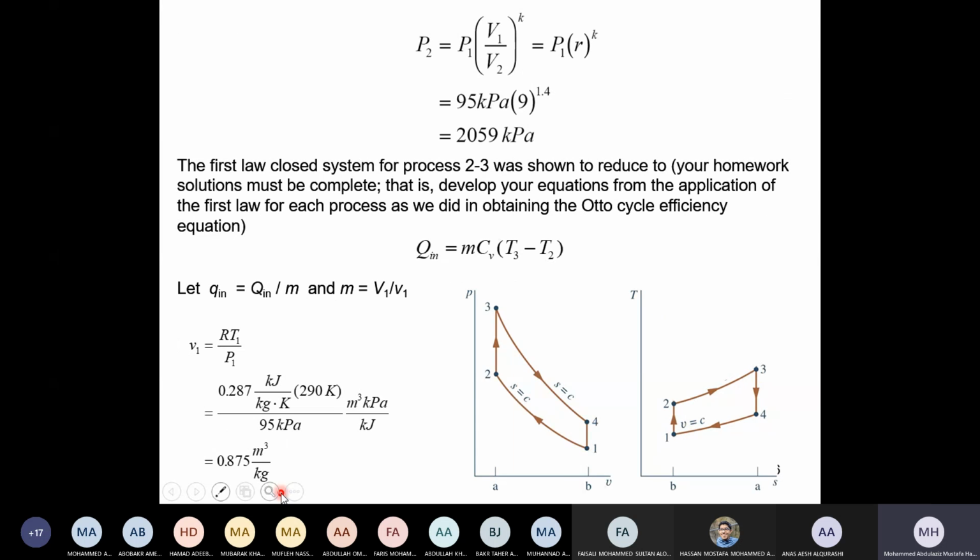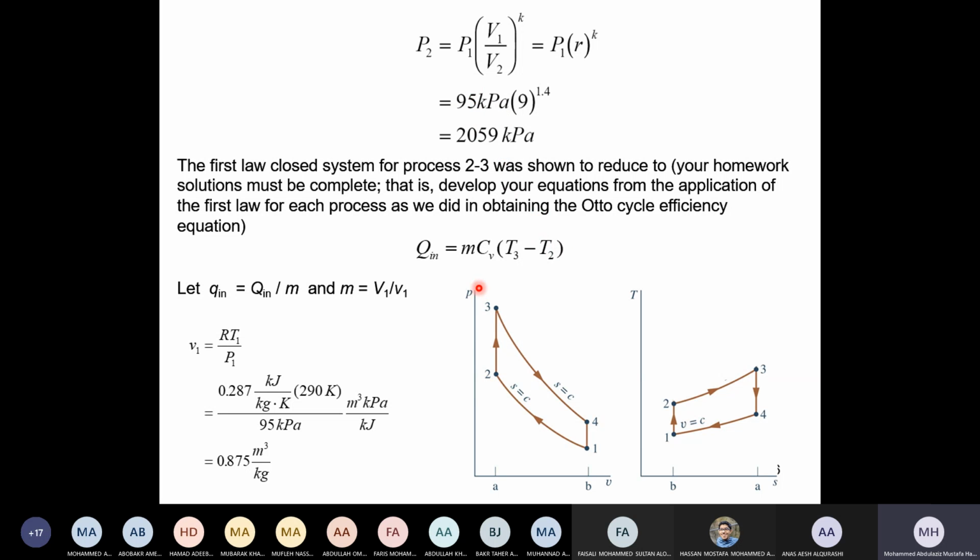Then, if you want P2, you can also apply the equation here, that this is isentropic, PV to the K equal to constant, so you can get the pressure here. But it's normally not required. If you want to calculate the enthalpy only, this will not be required, but you can do this here.